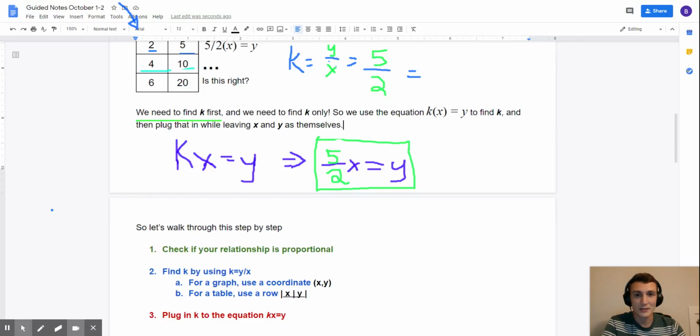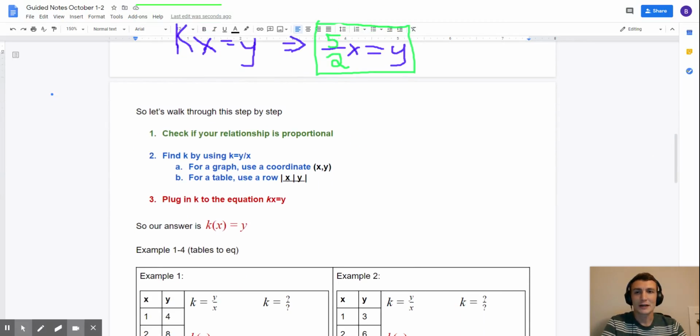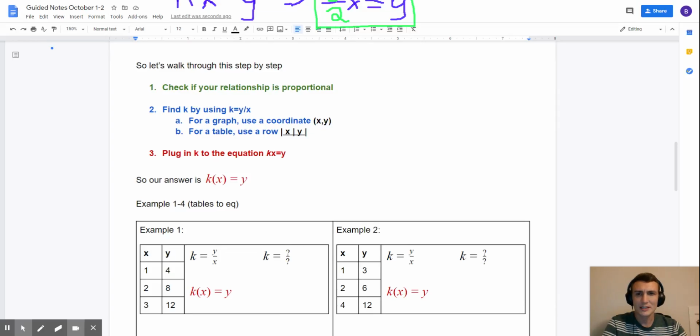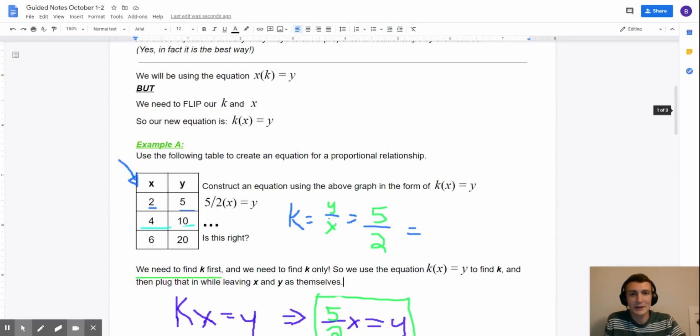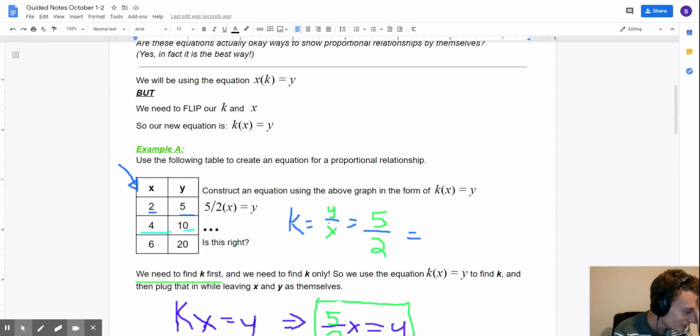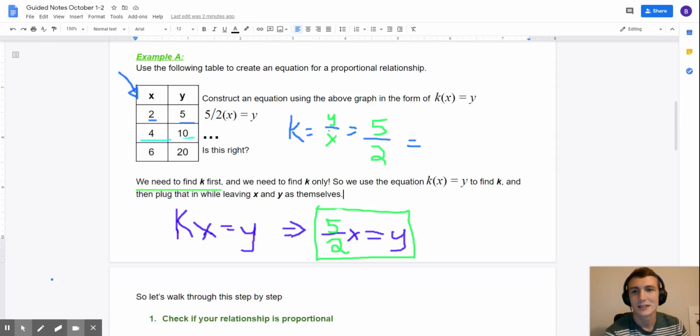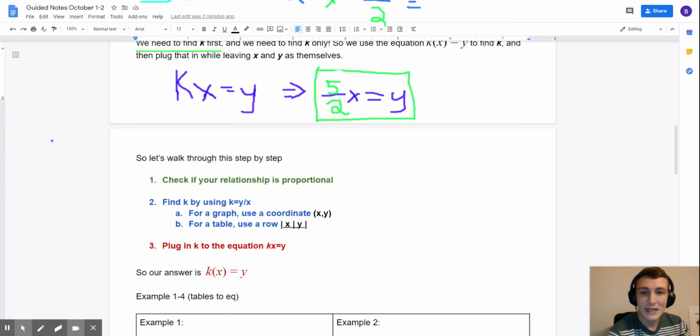So that is awesome. Let's go ahead and move on here, and I want to talk about the steps for these next few questions. Our first step is we're going to need to check if the relationship is proportional, and we're going to do that by seeing our value of k. Our second step is we're going to find k by using k equals y over x. Ooh, popped a knuckle there. So using k equals y over x, just like we did up here, right? Y over x, not x over y. Mr. V, what are you doing? Oh my goodness.